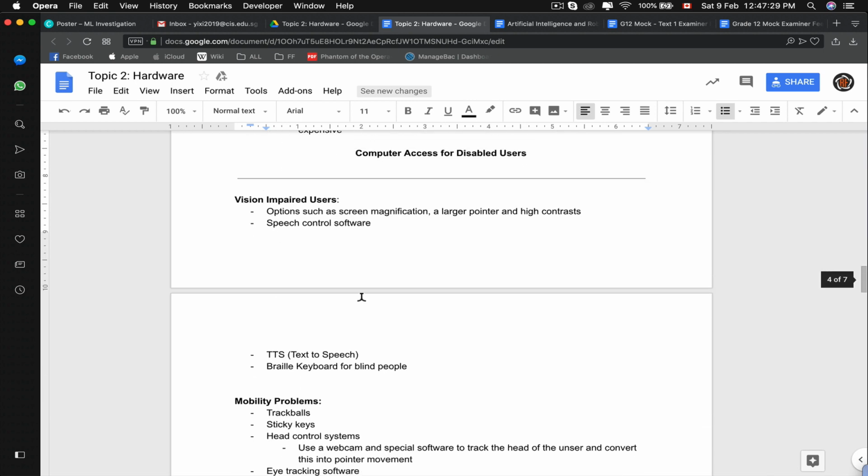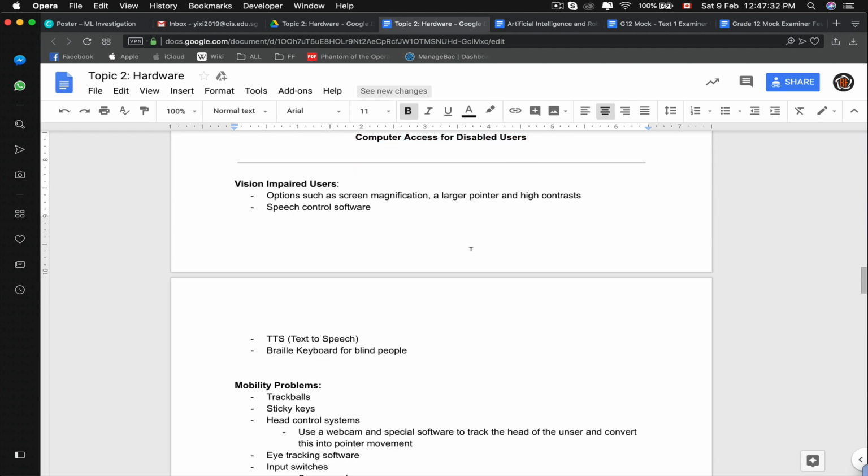Now we have computer aid for disabled users. Now this is something that will definitely be a good way to answer the last question of paper 2, which is, you know, when they ask, what are some solutions? And this is all the solutions for hardware. We have optical, so if you have bad eyesight, we have speech to text, text to speech, we have screen magnification, we have Braille keyboard for blind people. Is that Braille keyboard? I actually don't know how to pronounce that, but just know how to spell it. And then we also have things like high contrast mode.